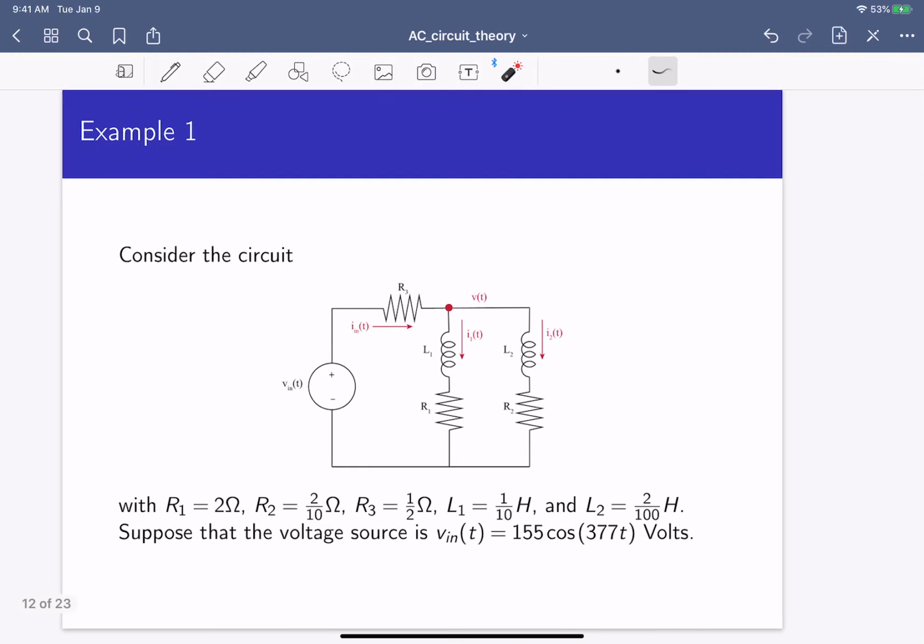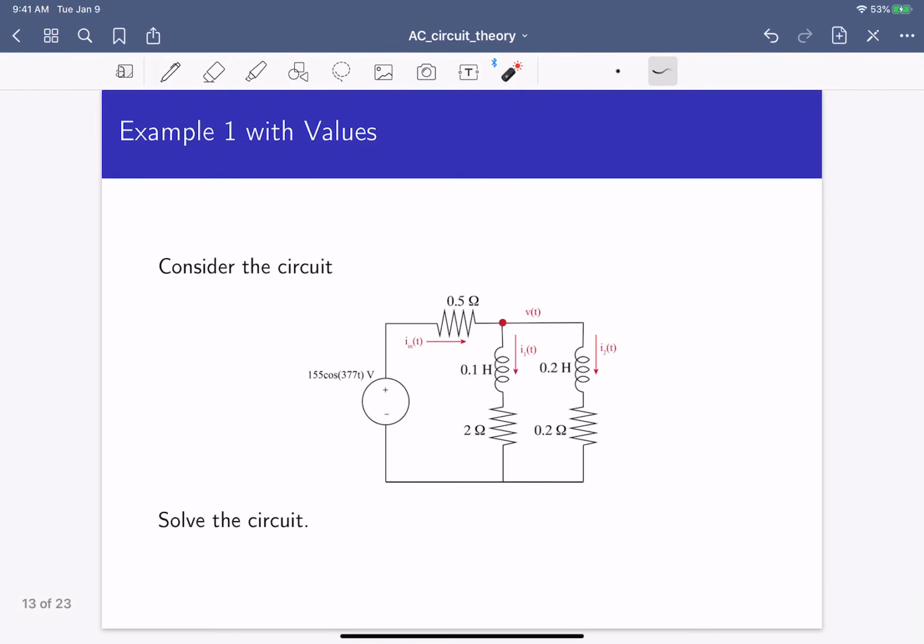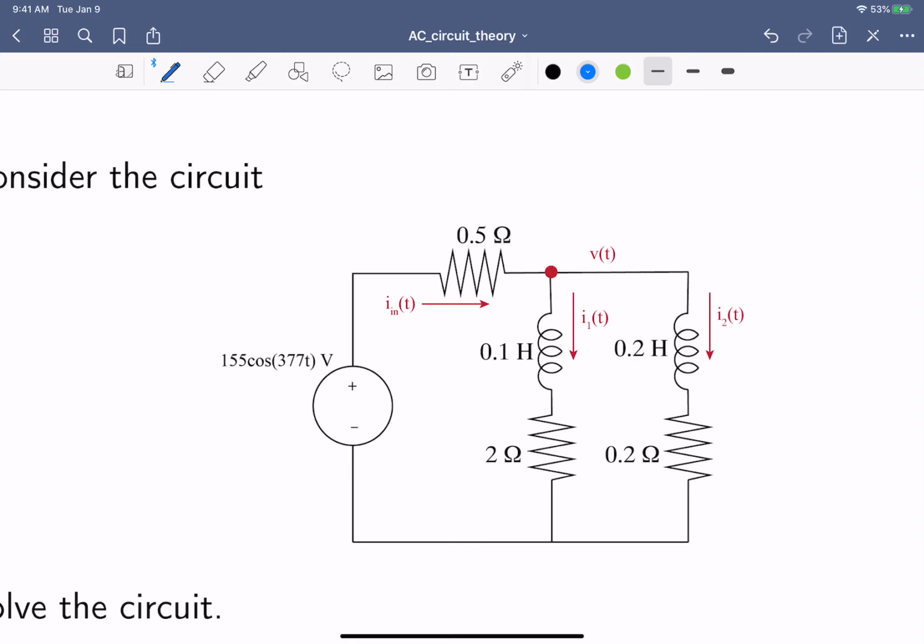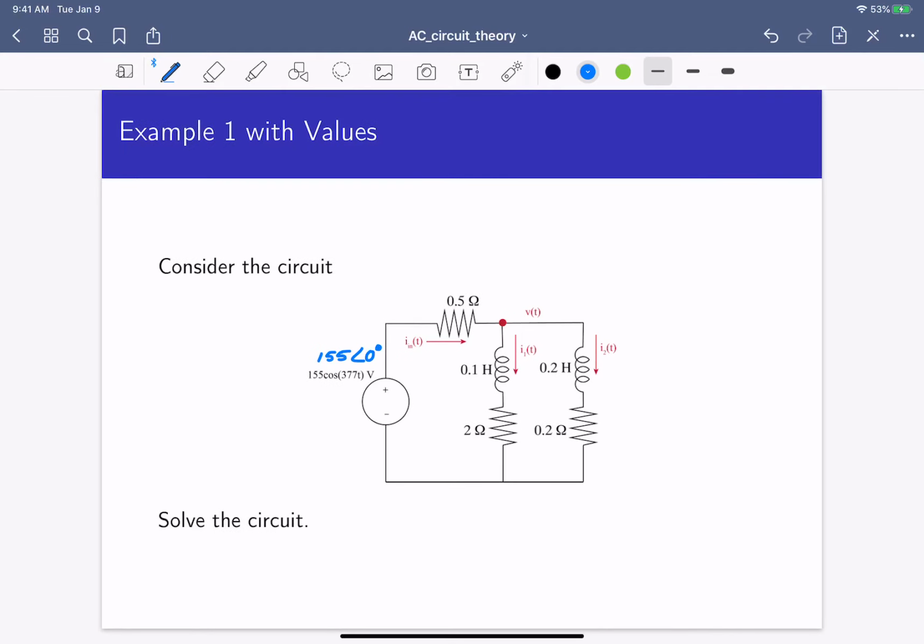So let's go ahead and write the values in on the circuit. And now we need to solve the circuit. We're going to use a procedure similar to what we used before, except now it's going to be a bit easier because we have a single frequency omega. Let me start by writing the time version, 155 cosine 377t volts. Let's write it as a phasor, which will be 155 at an angle of 0 degrees. Again, the units are volts.